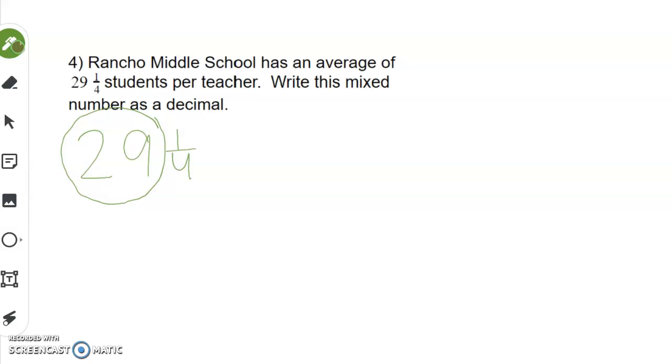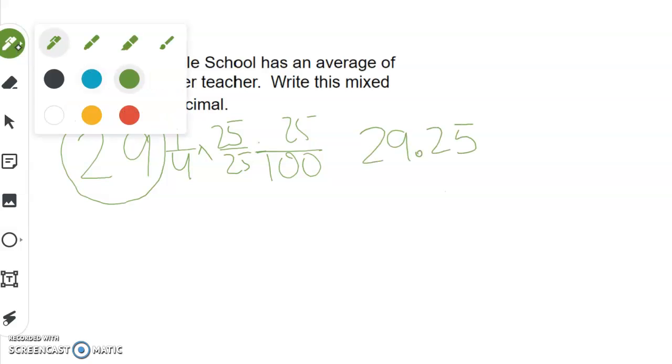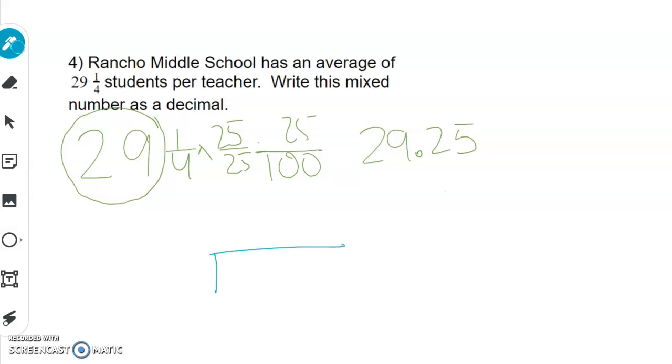And I could go two ways. One way is that I could think about equivalent fractions. What decimal or what place value could I make 4 become? And I could make that 100 if I multiply top and bottom by 25. So this would be 29.25.